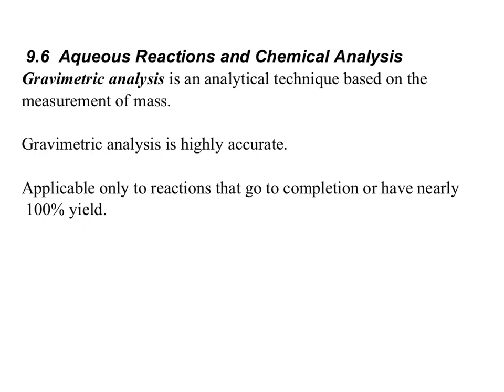Aqueous reactions and chemical analysis. Gravimetric analysis is an analytical technique based on the measurement of mass. Gravimetric analysis is highly accurate. However, it is only applicable to reactions that go to completion or have nearly 100% yield. The most common types of reactions that can be studied by gravimetric analysis are ones that form a precipitate. You would run the reaction and then isolate your precipitate, filter it out, for example, dry it and weigh it, and then use that mass for any calculations you may have to do.